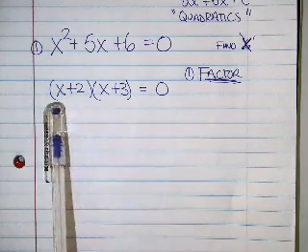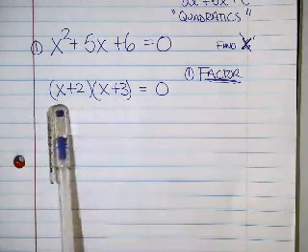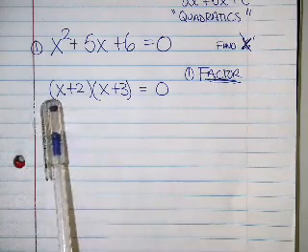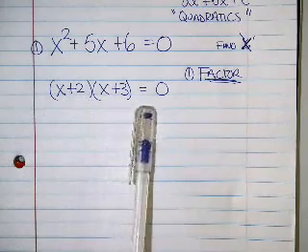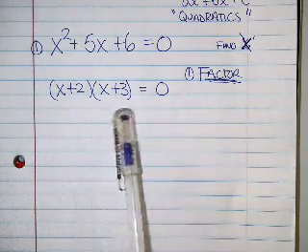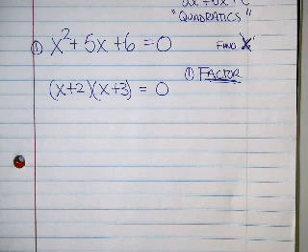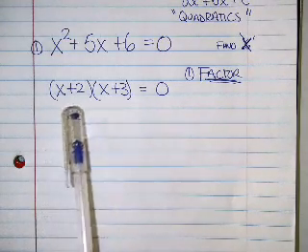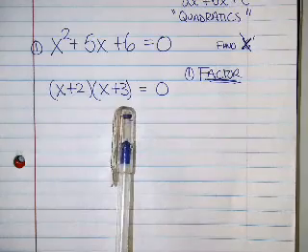Can you tell me what has to be true about the parentheses? If I know that this one times this one makes 0, just think about it for a minute. How can I get 0 from those parentheses? One of them has to be 0. One of these has to be a 0.